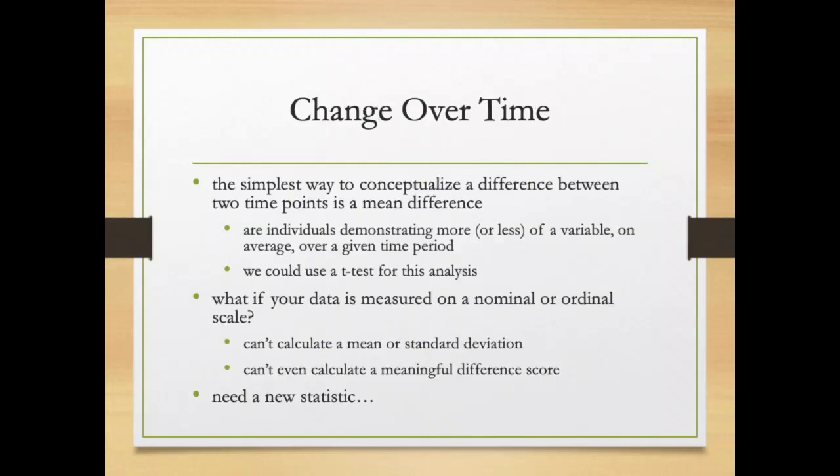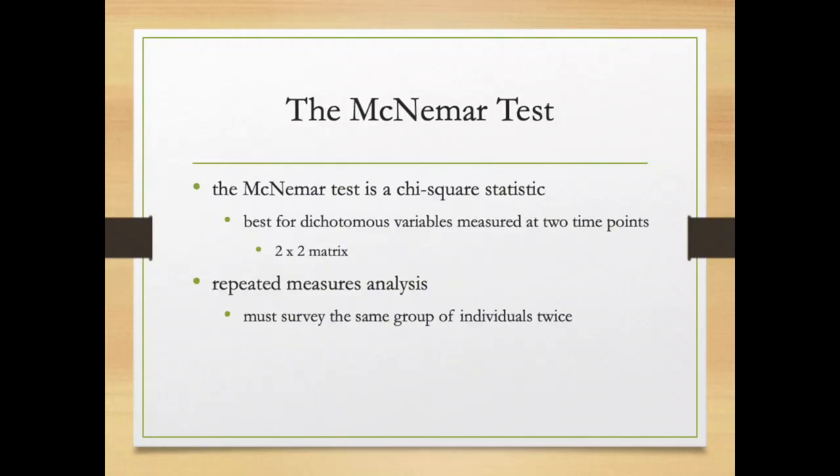If we're looking to calculate a difference between two time points on an interval or ratio variable, we can calculate a mean and a standard deviation, and our choice is clear, the dependent group's t-test. But what if your data is measured on a nominal or ordinal variable? As we've discussed, we are severely restricted in the mathematical operations that we can perform on nominal and ordinal data. We can't calculate a mean or a standard deviation. We can calculate a median, but only if the variable is ordinal. We can't even calculate a meaningful difference score. We need a new statistic, one that allows us to quantify change over time on nominal or ordinal variables.